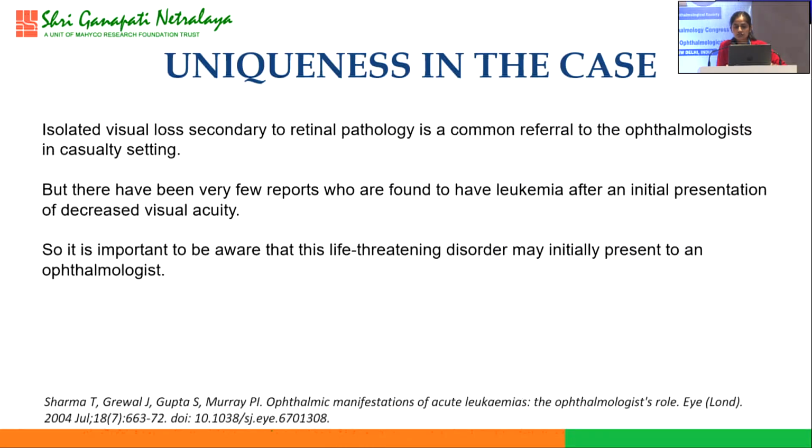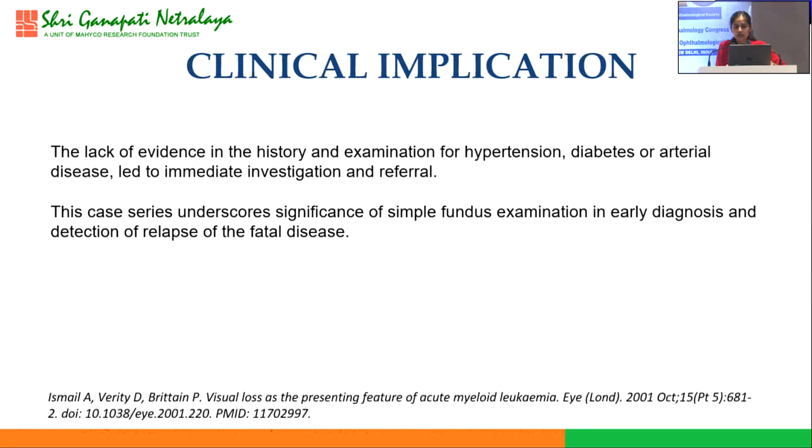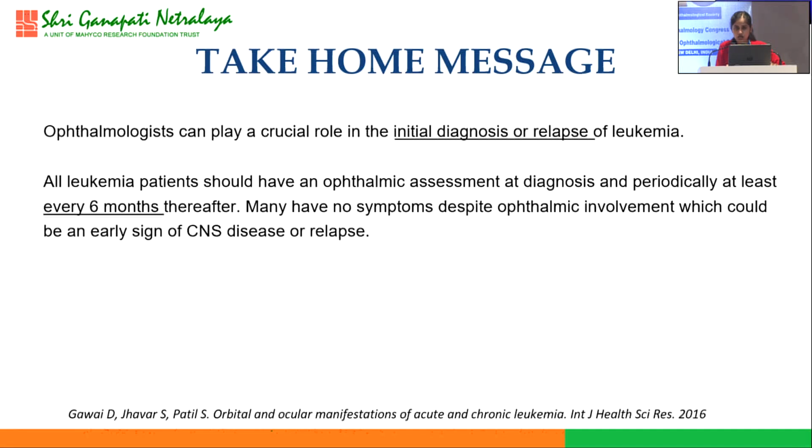It is important to be aware that this kind of life-threatening disorder may be an initial presentation to an ophthalmologist as well. We couldn't diagnose the disease for the first time, or the relapse, by just a simple fundus examination. So all leukemia patients should have an ophthalmic assessment at diagnosis and after 6 months also. Many patients have no symptoms despite ophthalmic involvement, which could be an early sign of CNS disease or relapse.